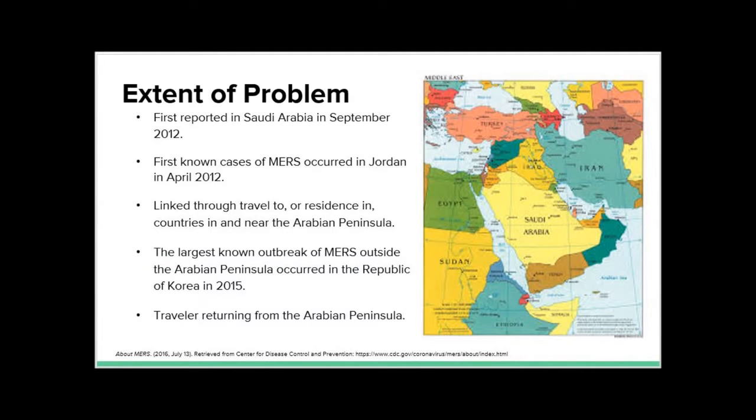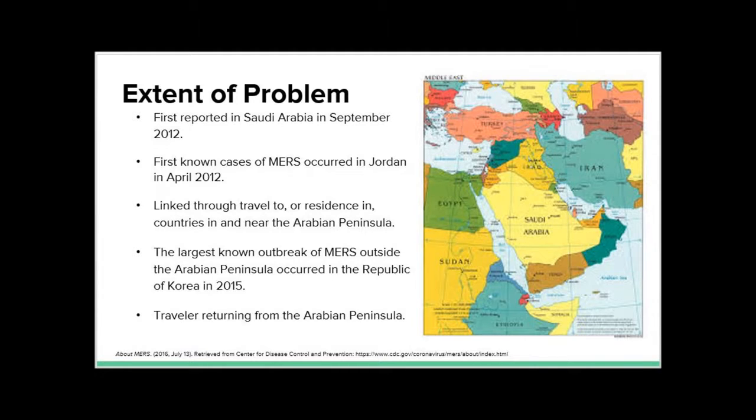Now, to move on to the extent of the problem. Health officials first reported the disease in Saudi Arabia in September 2012, but through retrospective investigations, health officials later identified that the first known cases of MERS occurred in Jordan in April 2012.